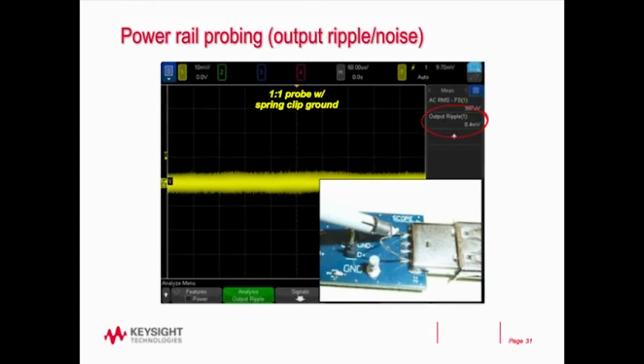Now why is that noise so low? Part of it is good probing techniques using that ground clip. Another issue may be that I went from a 700 megahertz 10-to-1 probe down to a 35 megahertz 1-to-1 probe.